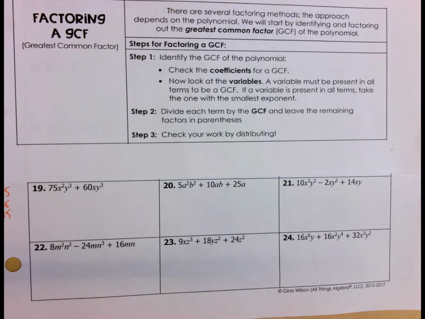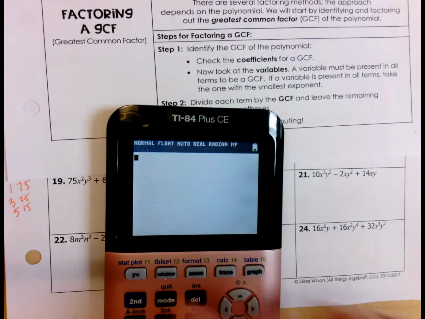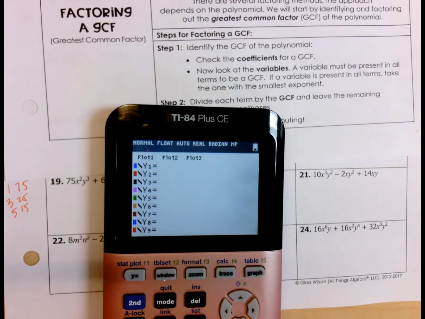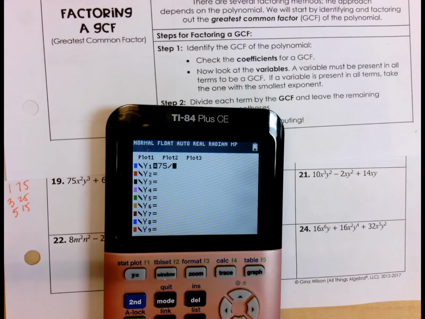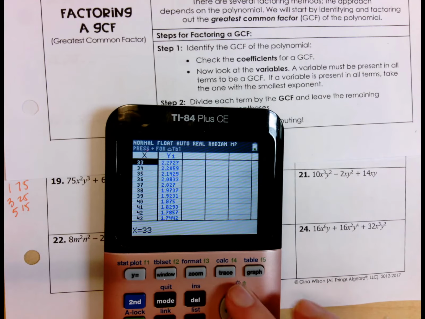Let's think through and make sure there's not any more. And actually, I'll show you on your calculator, there's a way to look for greatest common factors with your calculator. So if you do y equals, and you do the number that you're looking for divided by x, 75 divided by x, and hit second graph, which is the table, this will actually pull up all of your factors.